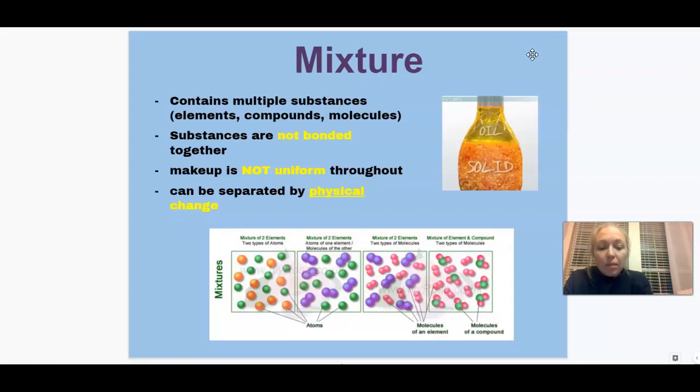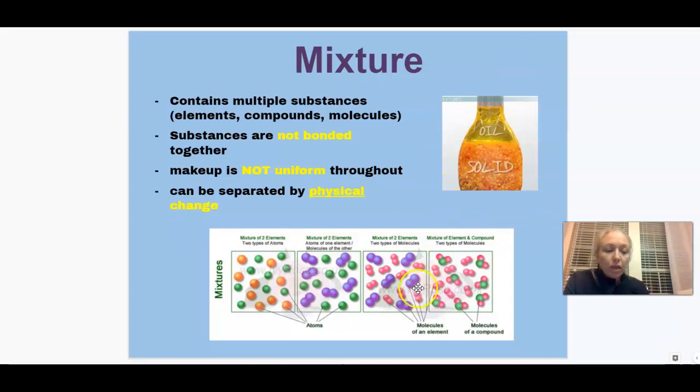And so today you're going to be looking at some pictures, and you have to be able to tell if it's a mixture or if it's an element or a compound. And if it's a mixture, you have to tell me what it's a mixture of. So I'm going to give you some examples. Okay, so mixtures are elements or compounds that are mixed together but not bonded.